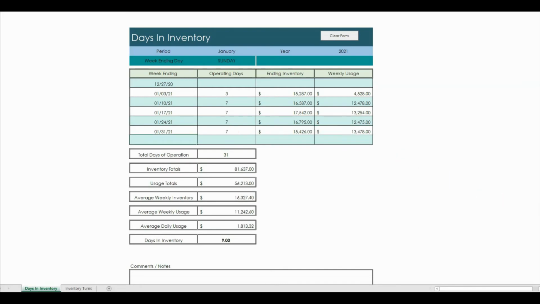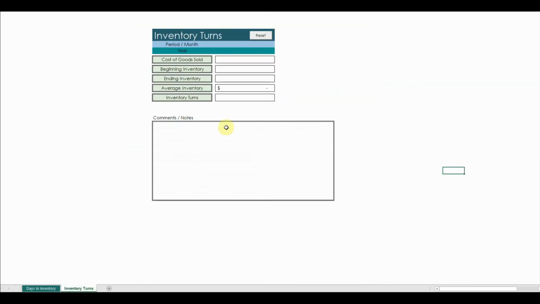You can see that for the period, your average inventory amount is turned every 9 days. With an industry target of 7 to 10 days, you fall within that period, though a lower number of days would be more ideal. On the next tab, you'll see inventory turns. This ratio shows how many times within a period you turn over your average inventory, with a higher number representing a better performance. Start by entering the month or period you are calculating, followed by the current year.